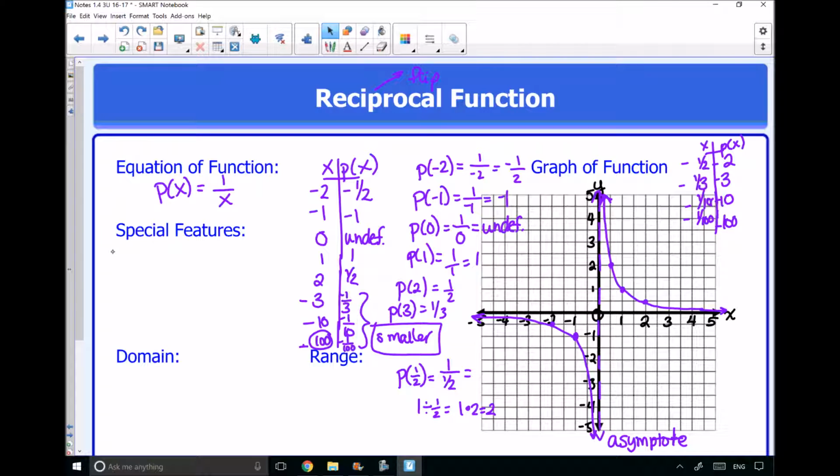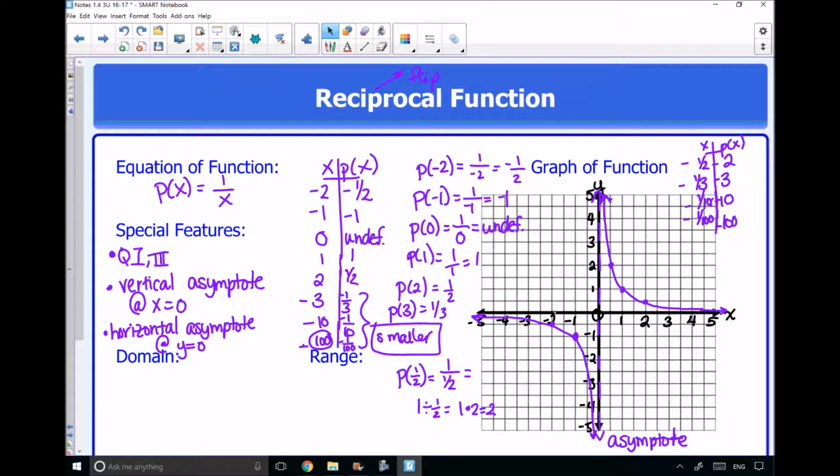So some special features. First of all, if you notice, it'll only be in quadrant 1 and quadrant 3. Second of all, you have a vertical asymptote at x equals 0. That means it's going to try to touch 0, but it just can't. It's going to approach it, but it just won't be able to. We also have a horizontal asymptote at y equals 0. So it's going to get really close to the x-axis, but it just can't touch it.